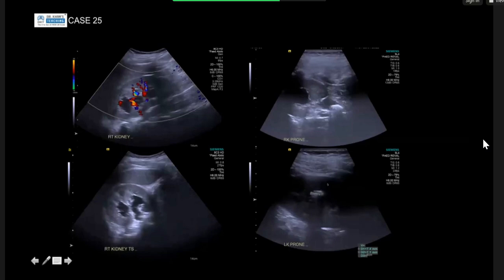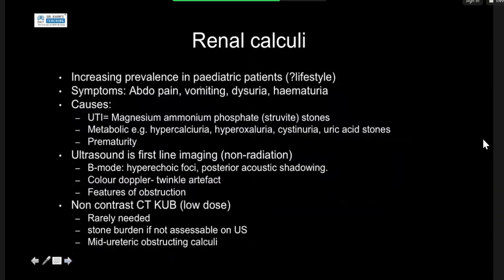So I just included this case because often people don't consider renal calculi in pediatric patients, but there's actually an increase in prevalence being seen in pediatric patients. And it's thought that that's potentially due to lifestyle changes. So people are not staying as well hydrated, children are consuming more meat and things like that, which is putting them at risk of increasing calculi. So just be aware that abdo pain and vomiting in a child can be due to renal calculi as well.